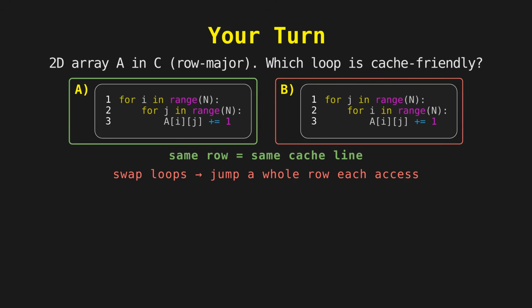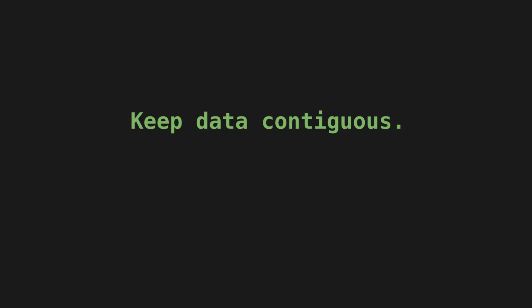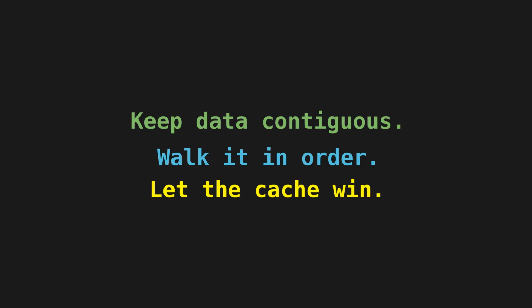Catastrophic miss rate. Cache memory isn't a detail. It's often the difference between code that flies and code that crawls. Keep your data contiguous, walk it in order, and let the cache do the work.